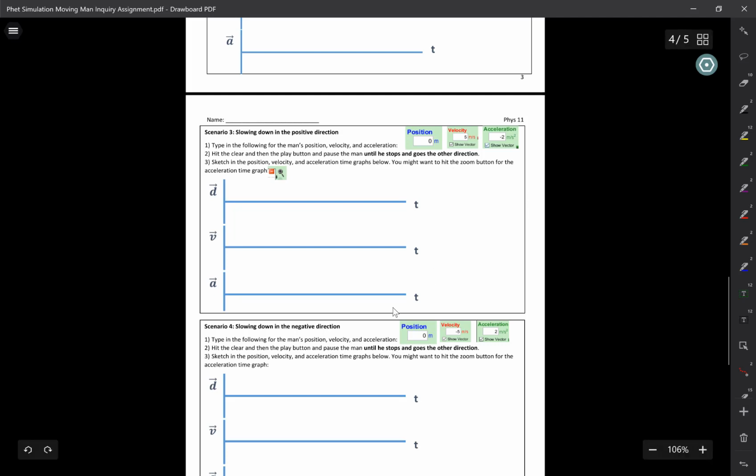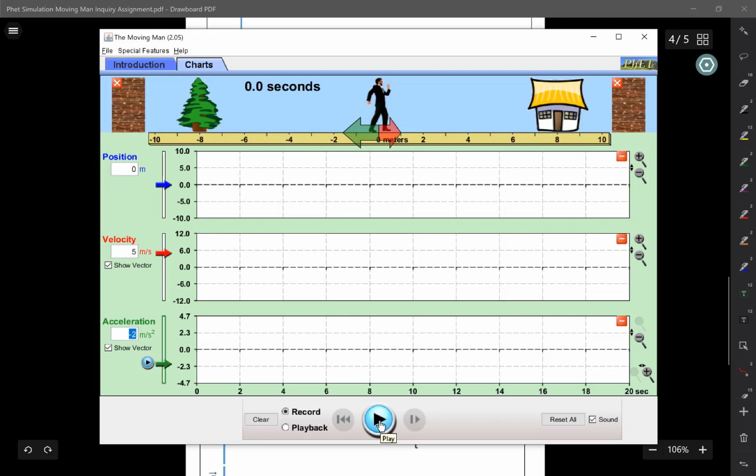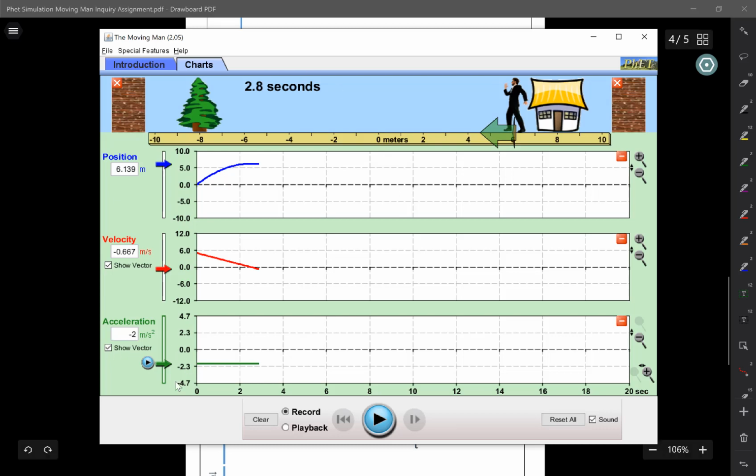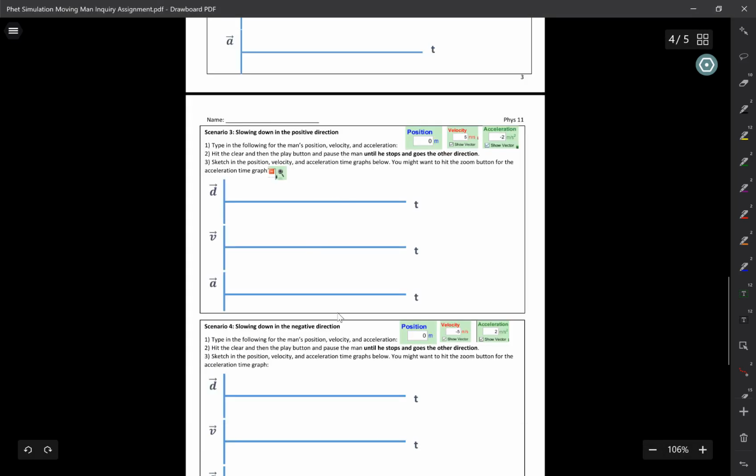And we'll talk about it in a sec, in fact. So I'm going to do this with you. I'm going to play. Oh, hey, he stops about there. And that's where I want you to pause the simulation and draw that part of the graph. This is the part of the graph that I want you to draw here.